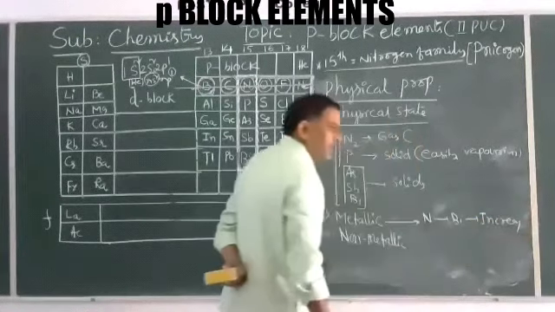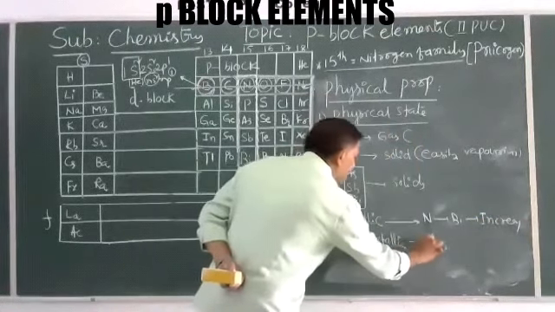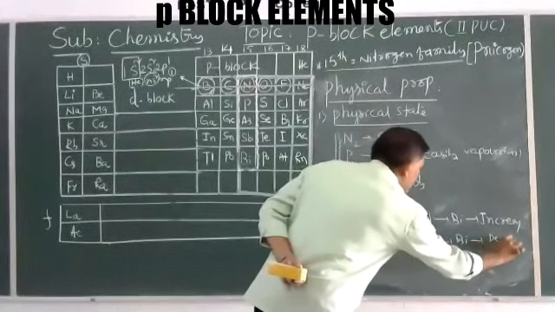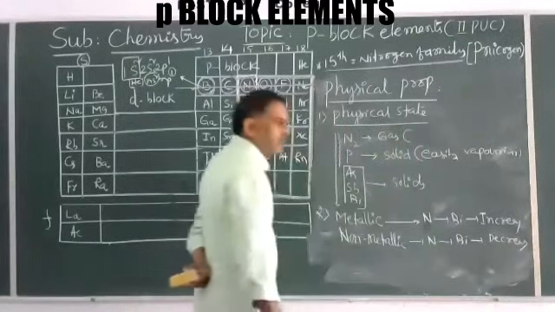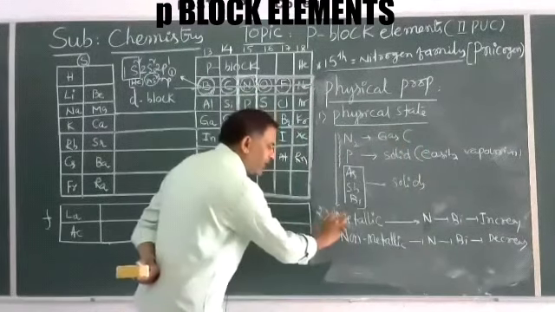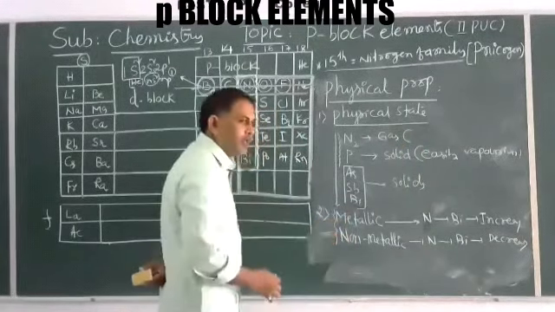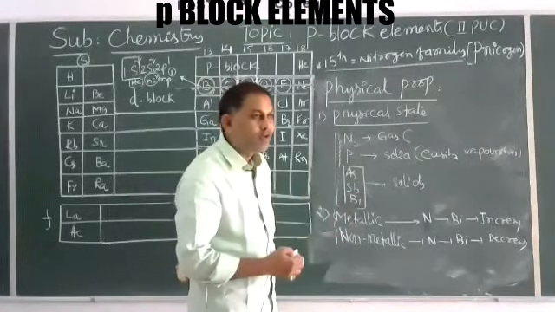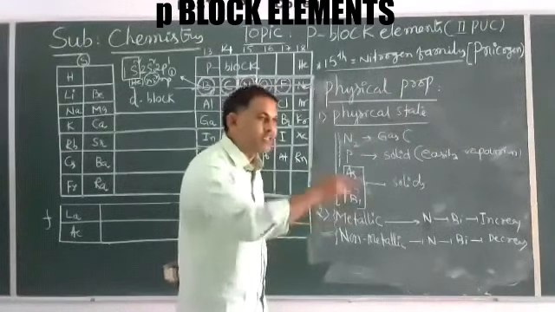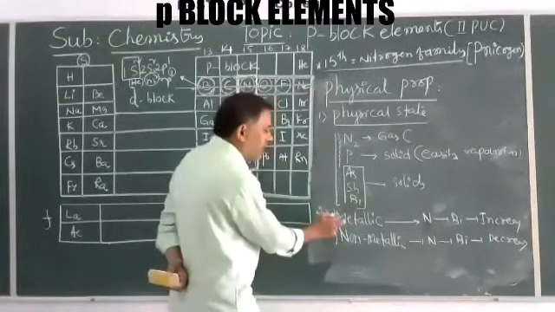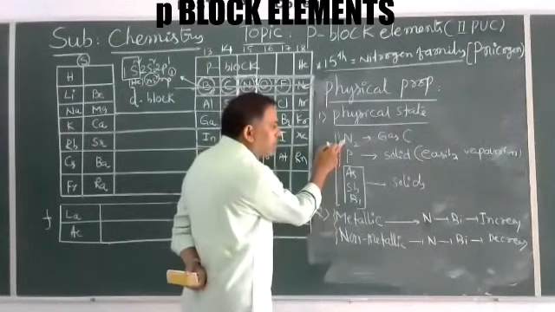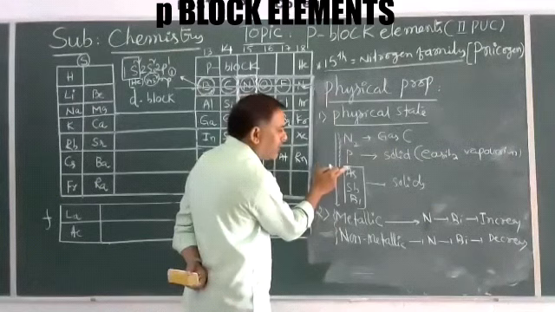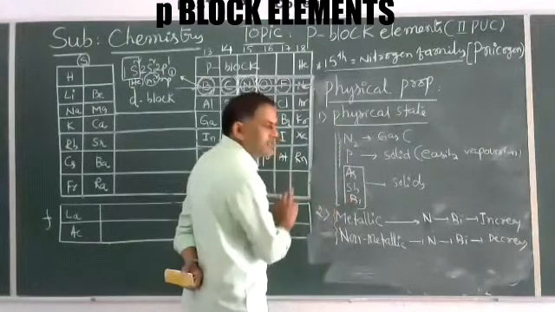Increases. But here non-metallic character from nitrogen to bismuth decreases. So in 11th standard periodic table, when metallic character increases, what happens? Electropositive character increases, electronegativity decreases. That's why these are generally non-metals, and slowly the non-metallic character decreases and metallic character increases.